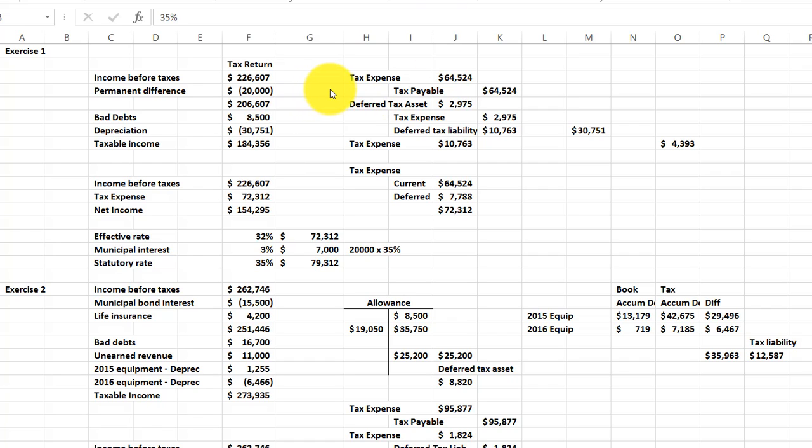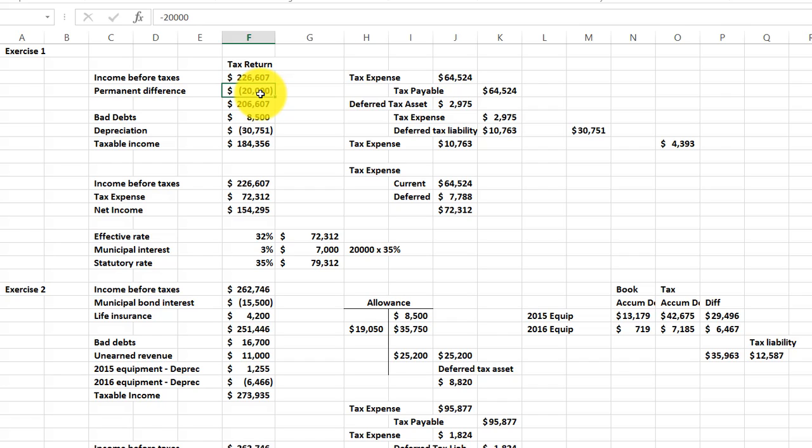So in this case, what we're going to do is just a little different scenario, same numbers, but instead of giving you what's common between the two, we might have a problem where you are looking at an income statement completed, all done, except for the taxes, and that income before taxes is given as 226,607, and that's exactly what it was when we did the exercises before. So the answers are going to be the same, but this will look somewhat different.